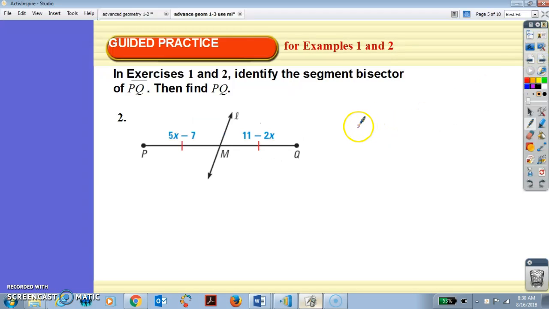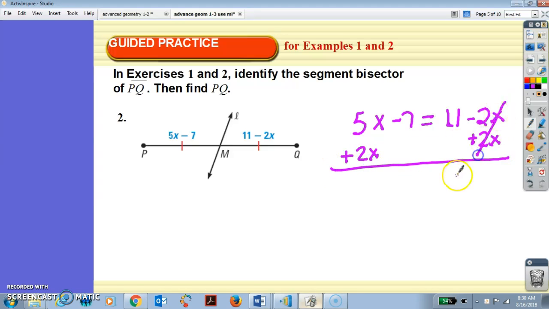Identify the segment bisector of PQ. The segment bisector of PQ is line L, right? It's bisected at midpoint M by line L. Then find PQ. So we want to know the whole thing. Well, what do we know? We know that 5x minus 7 is equal to 11 minus 2x. So we need to solve for x first. We're going to add 2x to both sides because what you do to one side, you must do to the other so that we can move these together.